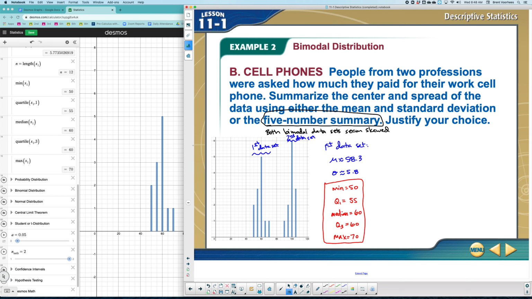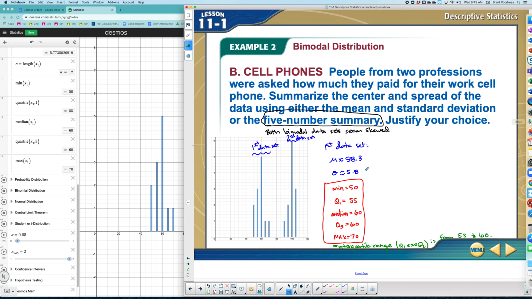Oftentimes we'll talk about the interquartile range. The interquartile range is where 50% of the values are, in between Q1 and Q3, 55 and 60. So if you see interquartile range, anything like that, that's talking about Q1 less than or equal to X less than or equal to Q3, which is from 55 to 60. So oftentimes you'll see that. I just want to make sure you're aware what that is.